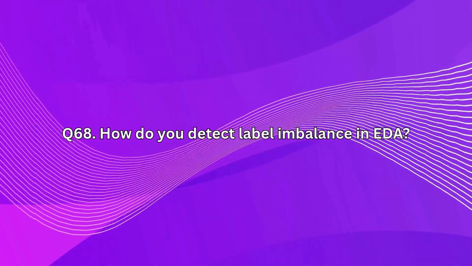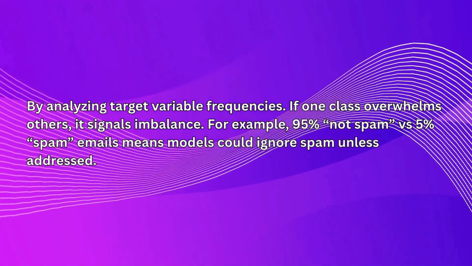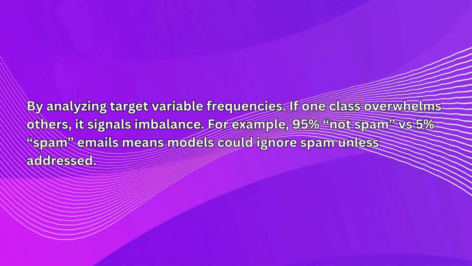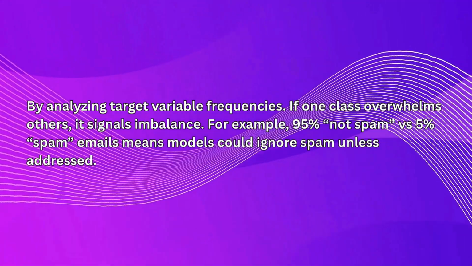How do you detect label imbalance in EDA? By analyzing target variable frequencies. If one class overwhelms others, it signals imbalance. For example, 95% not spam versus 5% spam emails means models could ignore spam unless addressed.